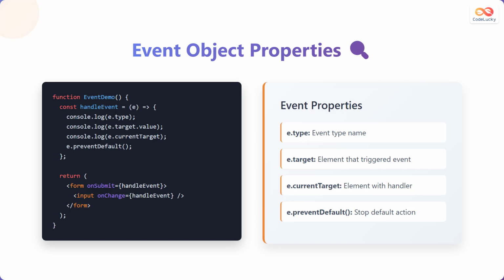The event properties that are available are event.type, which specifies the event type name, event.target, which specifies the element that triggered the event, event.currentTarget, which specifies the element with the handler, and the event.preventDefault method, which stops the default action.